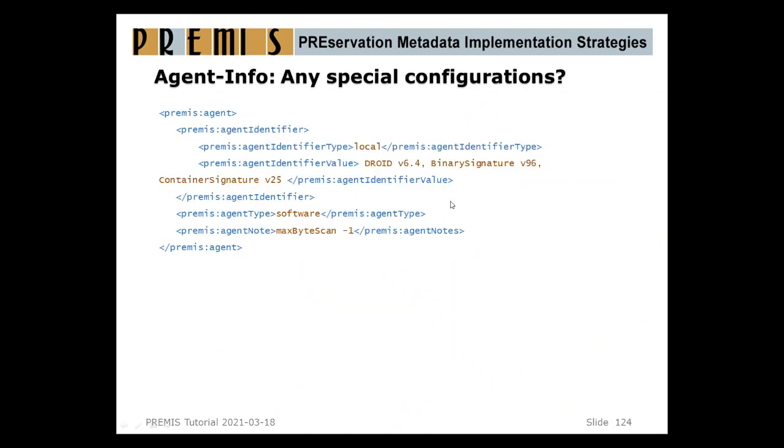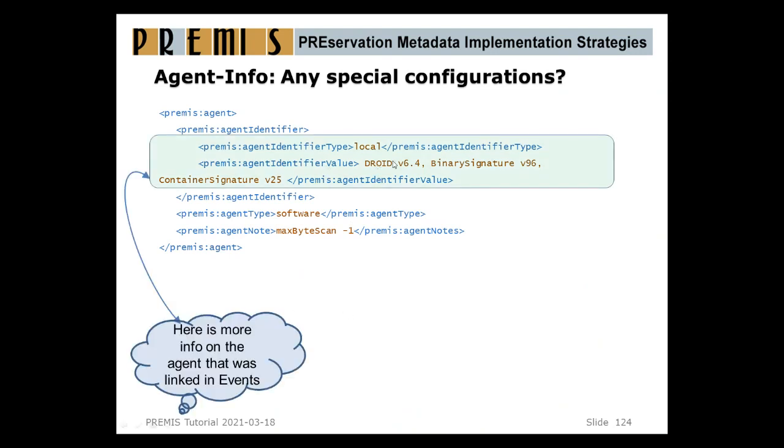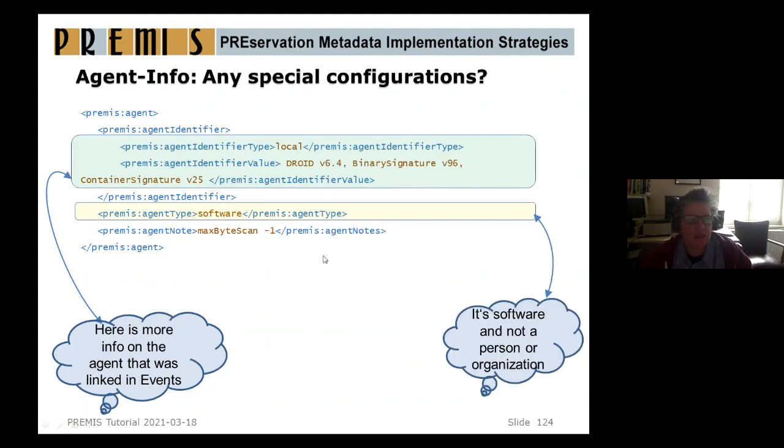And the last question about the agent was whether there were any special configurations. So that's something that's not part of the event category or the event entity, but it's something that we can describe within the agent entity. So here we have our identifier, Droid64, with a binary signature that was linked from the event. So we know we're in the correct agent. And we know of the agent that it is of the type software. Else it could also be an organization or a person, but in this case, it's a tool.